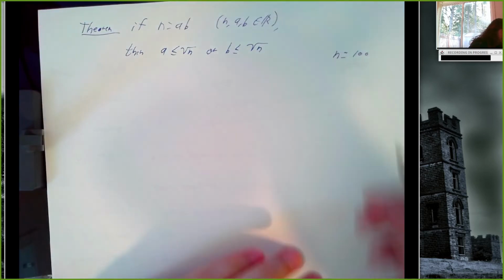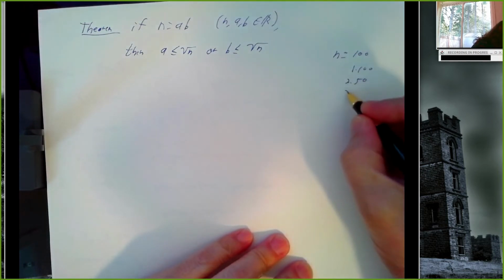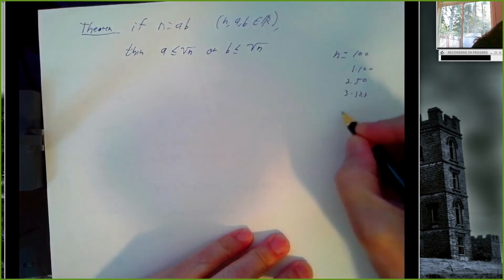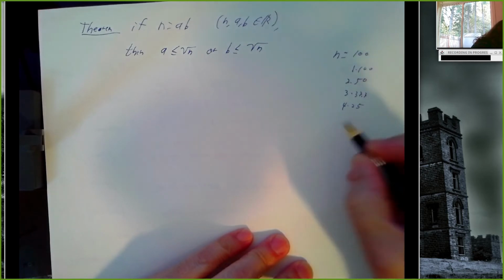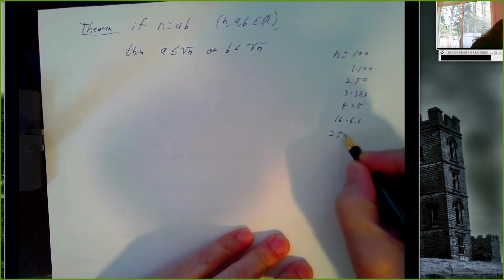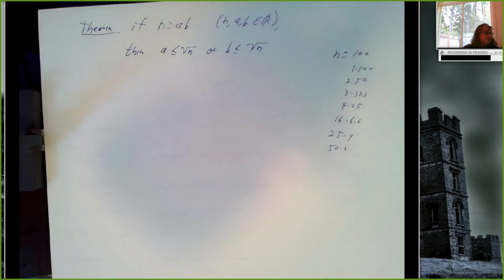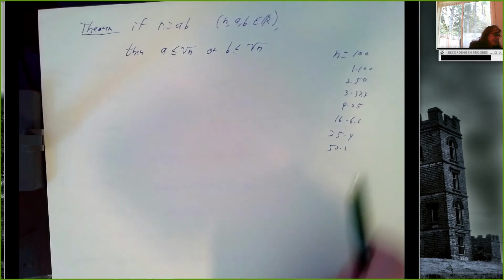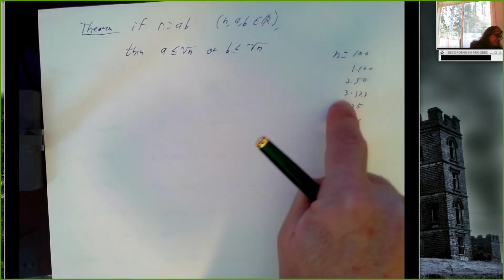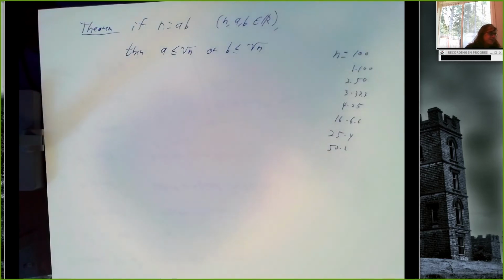So, what is 100? Well, it could be 1 times 100, could be 2 times 50, could be 3 times 33.3, could be 4 times 25, could be 16 times 6.6, could be 25 times 4, or 50 times 2. There's lots of ways you can write 100. The claim of the theorem is that no matter how you write it, at least one of these numbers is going to be smaller than or equal to the square root of 100, namely 10.